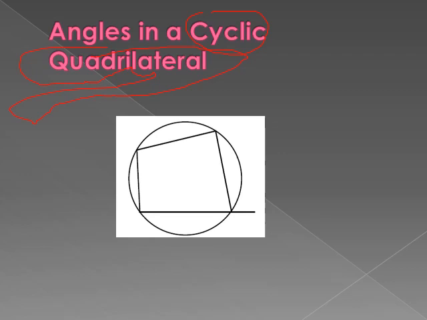Okay, so when I say quadrilateral, it means it has four sides. And when I say cyclic, it means all four vertices have to be on the circumference. 1, 2, 3, 4. Please don't use the facts of a cyclic quadrilateral unless your vertices are on the circumference. The first thing before considering a quadrilateral to be cyclic is to have all four vertices on the circumference, as you can see in this figure.